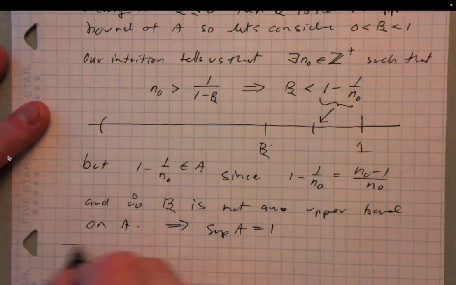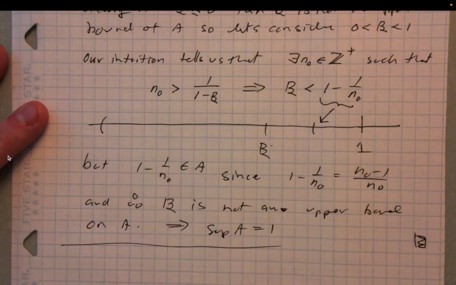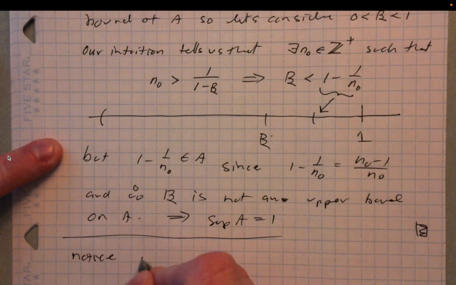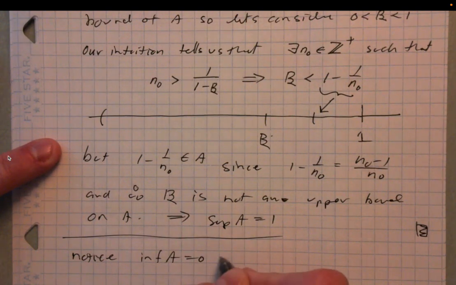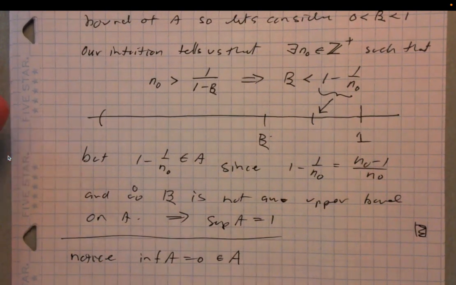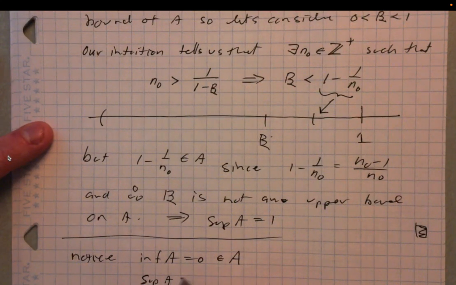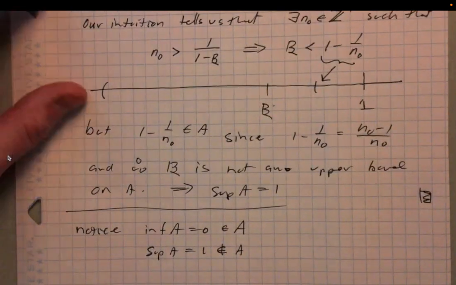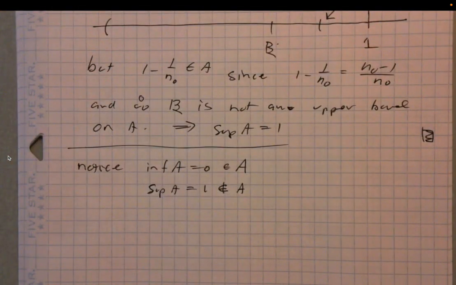Now notice here, right? That's kind of the end of the proof here. So notice that the infimum of A was equal to 0, which was actually in A. But the supremum of A was equal to 1, and that was not an element of A. Right, so notice that. That's key. The supremum and the infimum don't have to be in the set necessarily. If they are in the set, it's usually real easy to find them. If they're not in the set, they can be more challenging to uncover.